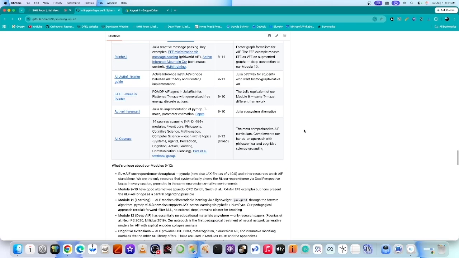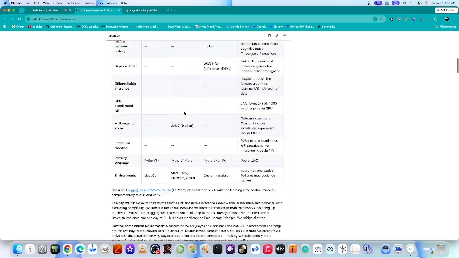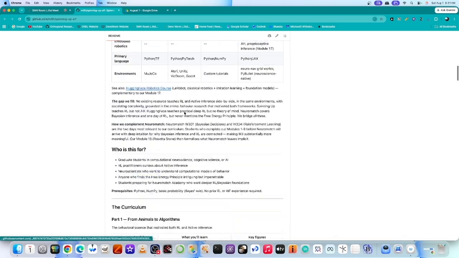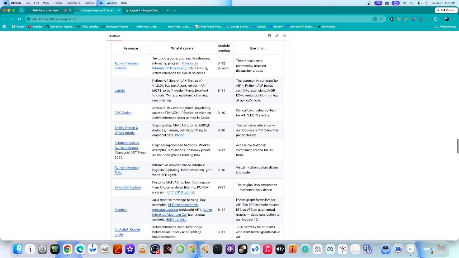Definitely, I should update spinning up in Alf. Yeah, I think it would be nice. We'll make this part of the lab too. I should fork this repository, so I'll do that later. This is good work, having all these resources here.